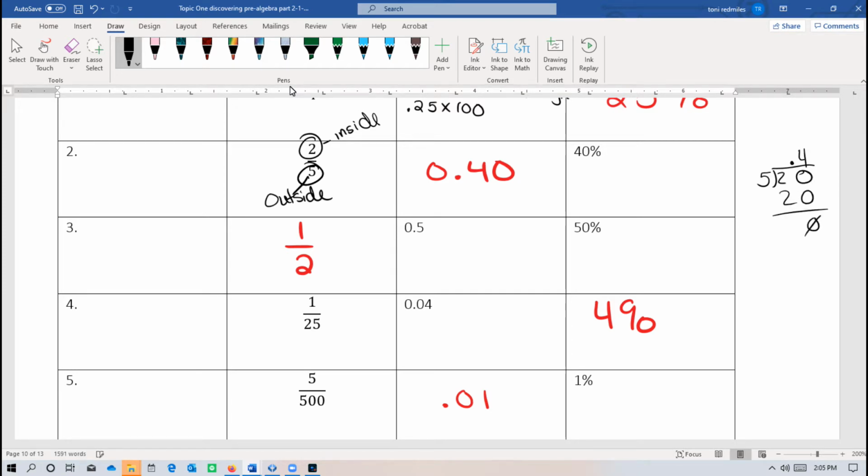Now, because I wanted it to seamlessly look like a percent as well, I put the 0 there. But you could have written 0.4, and that would have been correct as well.